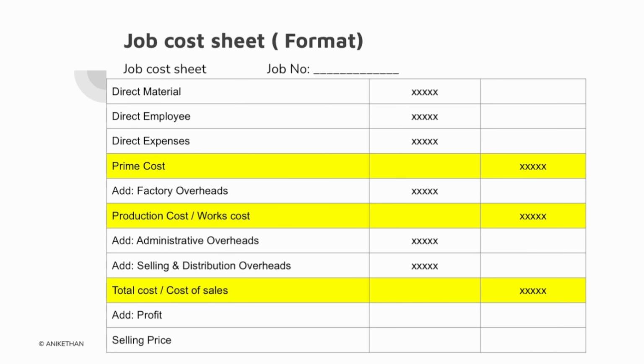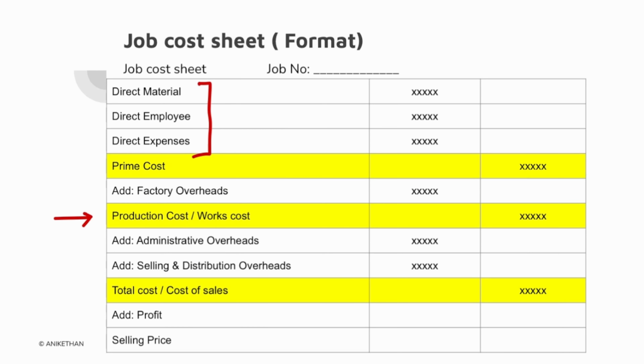So this is a typical job sheet format, but in a job cost sheet you don't have to prepare a detailed cost sheet pro forma. It is very simple. You have first three, which are the prime cost elements: direct material, employee and expense. Then you have to add factory overhead. With this you will get production cost. To that you have to add administration and selling and distribution overhead.